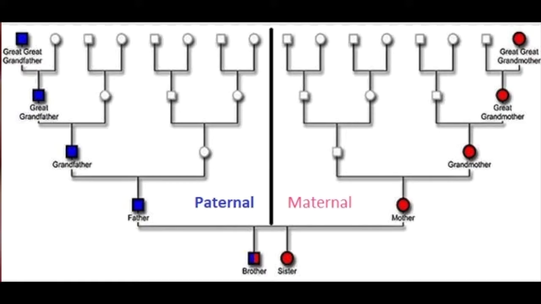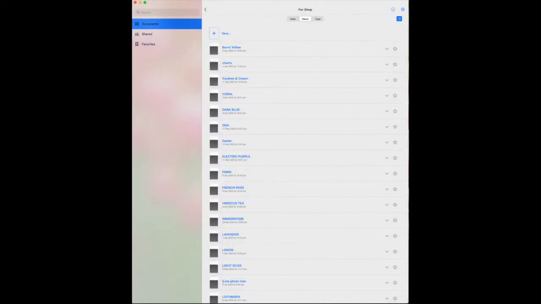The paternal line is the father's line, tracing through the males. So it'll be the father, his father, and then his father, and then his father. So we've already talked about the maternal line and the paternal line.